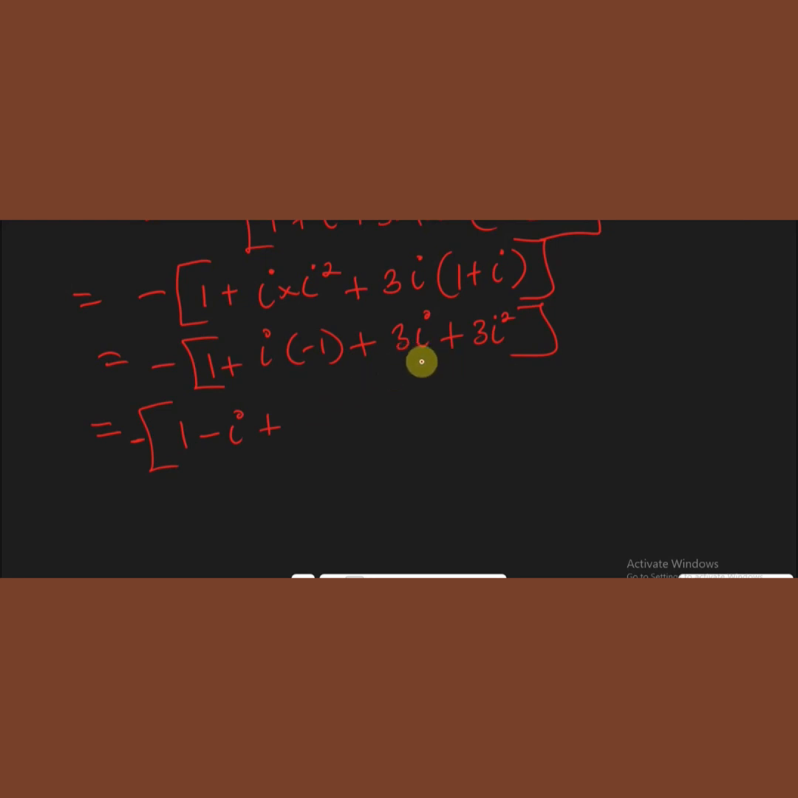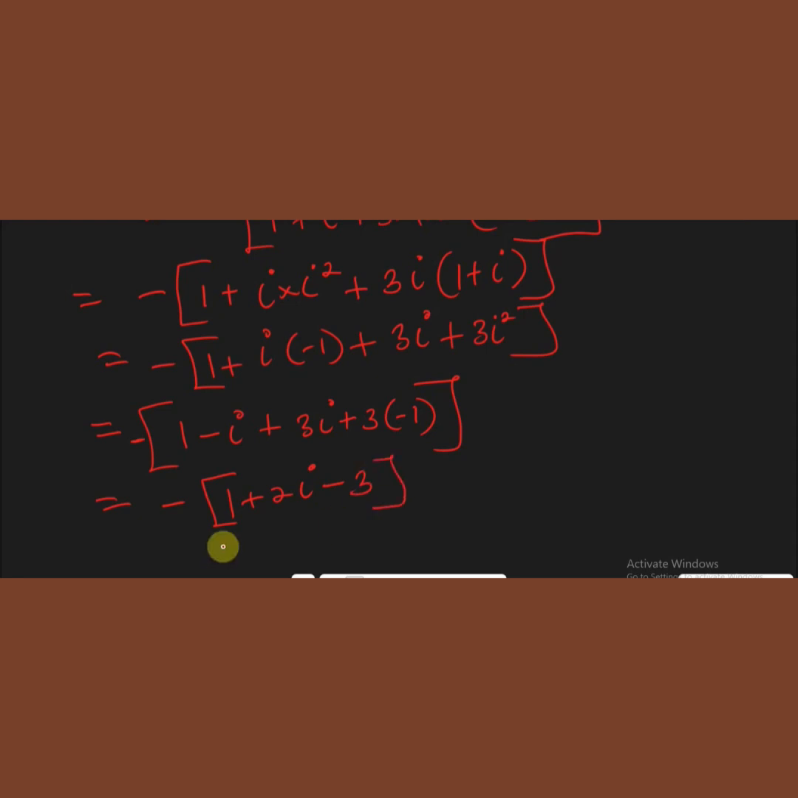Okay, now I'm going to write plus 3i here. Then remember that this is i square. I'm going to replace it with minus 1. Remember, whenever you see i square, you replace it with minus 1. So put brackets here. So this is the same thing as minus bracket. So this and this are like terms. Minus i plus 3i, that's going to give me plus 2i. So I'm going to write 1 plus 2i. Then remember that this is minus 1. Minus 1 times, plus times minus is minus, 3 times 1 is 3.